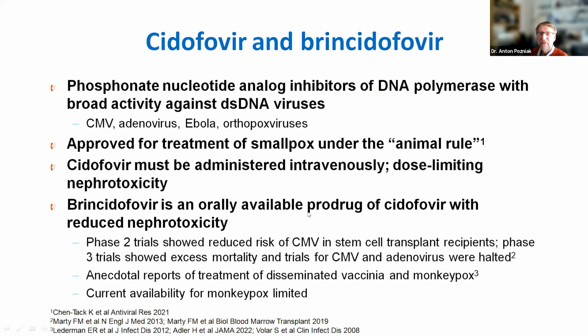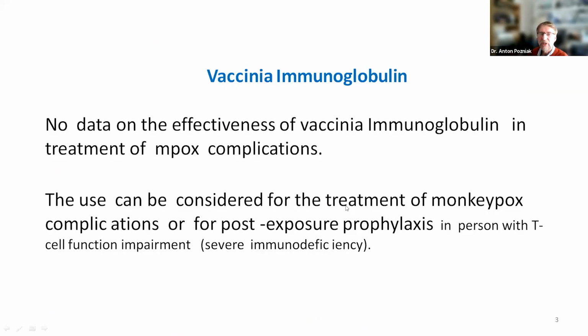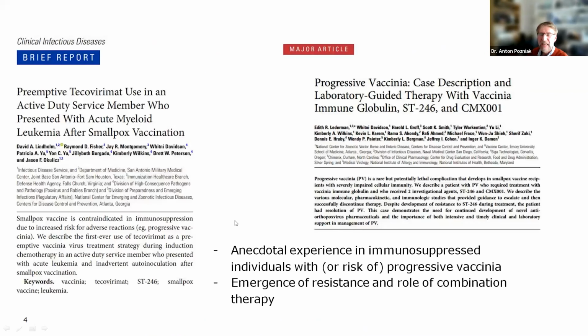Here you know about cidofovir very much indeed, and it causes nephrotoxicity, and brincidofovir is an orally available prodrug of cidofovir, and so these two are options as well if you can't get hold of tecovirimat. Vaccinia immunoglobulin, no real data, and it can be considered in post-exposure prophylaxis. And there's a couple of anecdotal papers here about the use of tecovirimat in someone with acute myeloid leukemia after smallpox vaccination, and somebody here given vaccinia immunoglobulin.